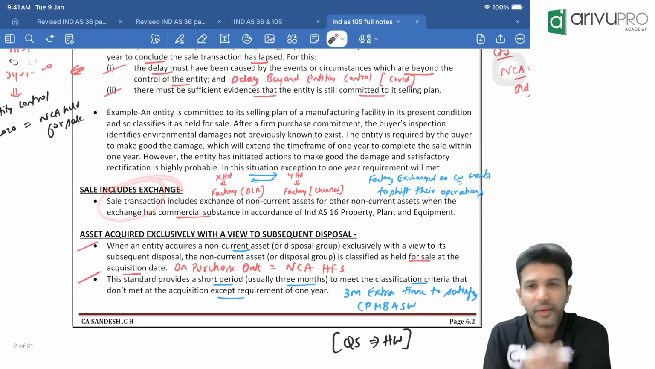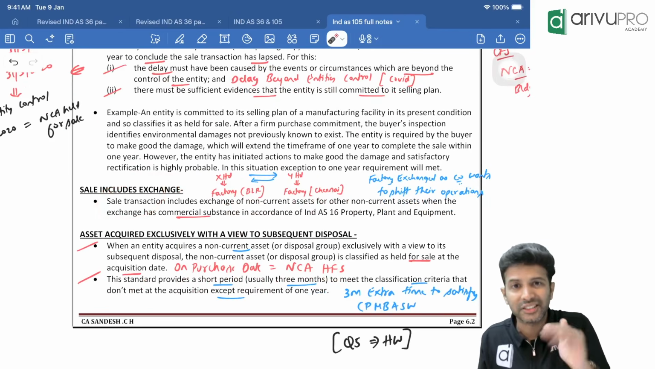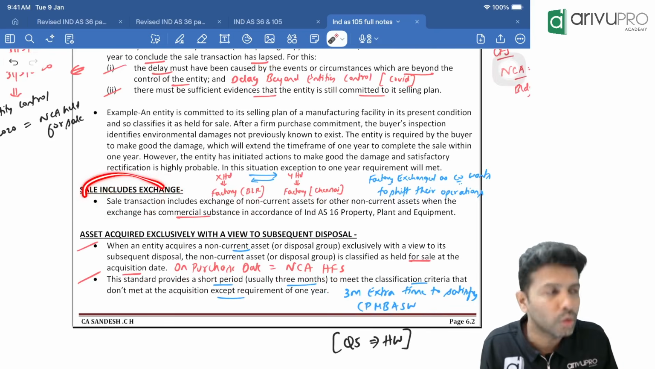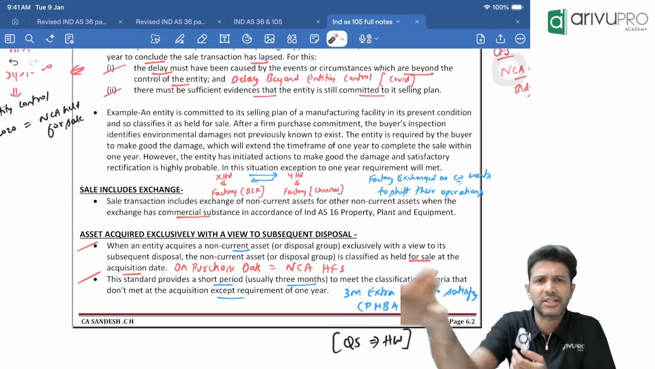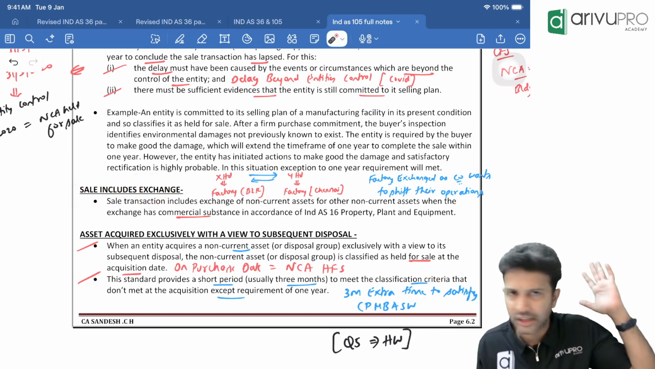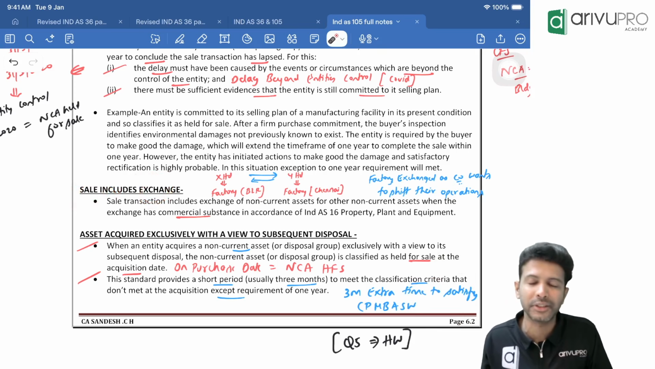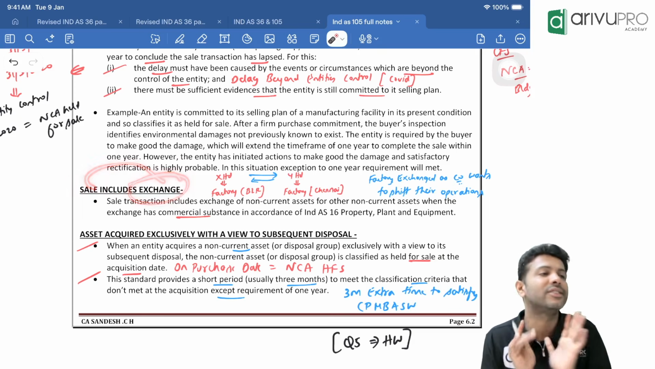Next is sale. Though the standard says non-current assets held for sale, the word sale here includes exchange also. Sale includes the normal sale, meaning sell the asset and recover the money. That is also considered as sale for Ind AS 105 purpose. Even exchange is considered as sale.